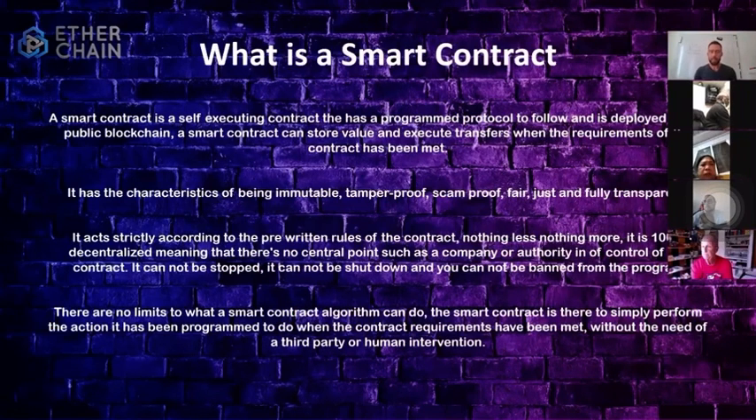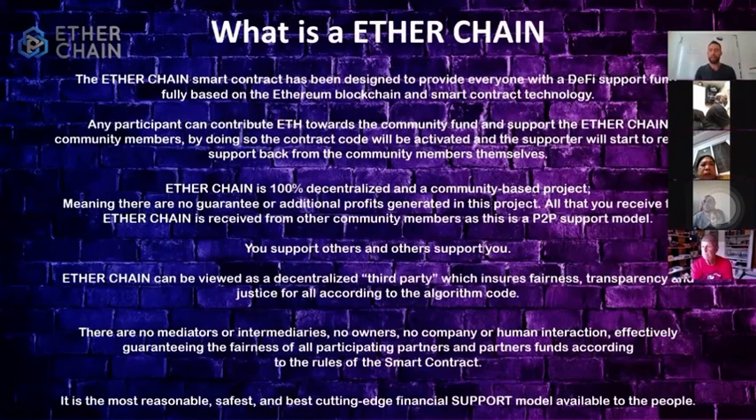There are also no limits to what a smart contract algorithm actually can do. Now, the smart contract itself is simply there to perform the action it has been programmed to do. And it does so when the contract requirements have been met, automatically, without the need of that third party or any human intervention at all. We now have a way that creates trust between two people without the need of that third party to verify things. Now, let's have a look at Etherchain.